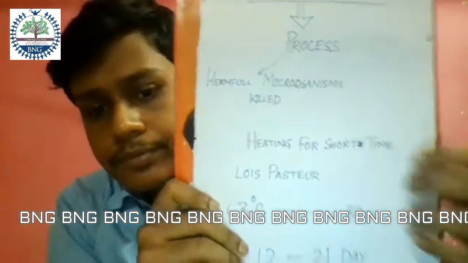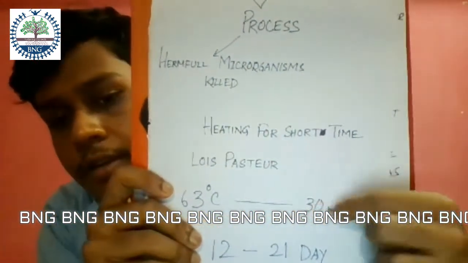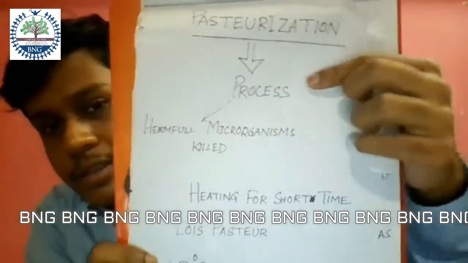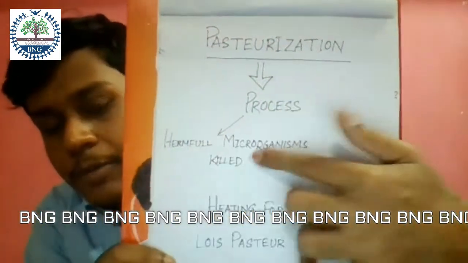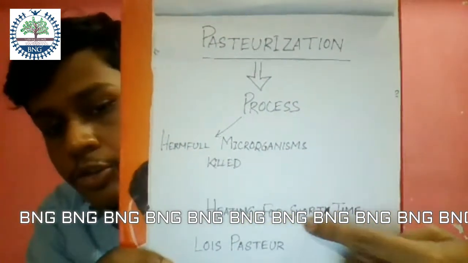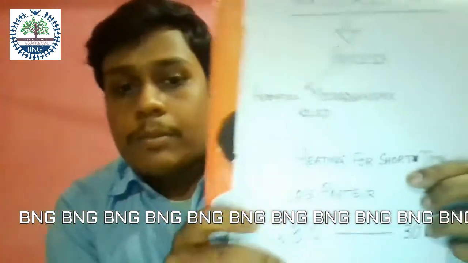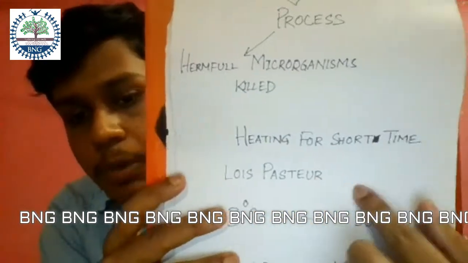Milk contains too many microorganisms, and most of them are very harmful for our body. So in the pasteurization process, the harmful bacteria are killed by heating the milk at a higher temperature for a shorter time. The temperature should be 63 degrees centigrade for 30 minutes. The name pasteurization comes from its inventor, Louis Pasteur.